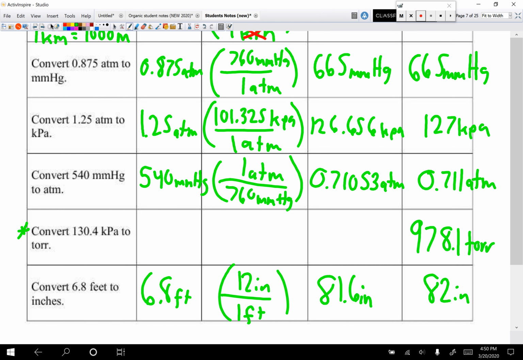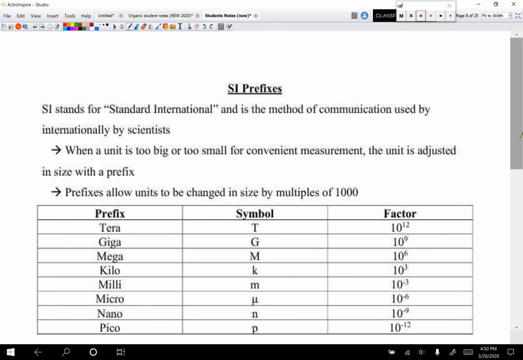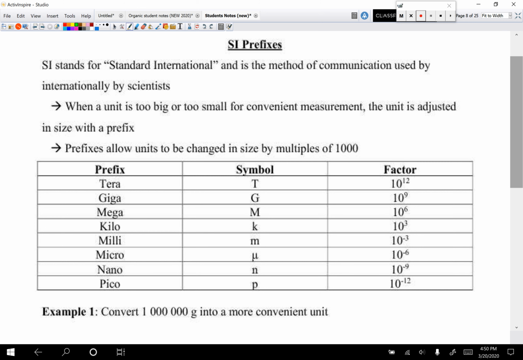And the last thing I'm just going to talk about here is the SI prefixes. So you've definitely seen these before. SI just stands for Standard International, which is just a method of communication used by international scientists. So we use these for really big or really small units. Now, we've already looked at using scientific notation. So we already looked at that.